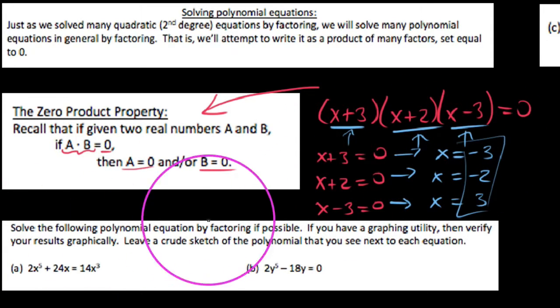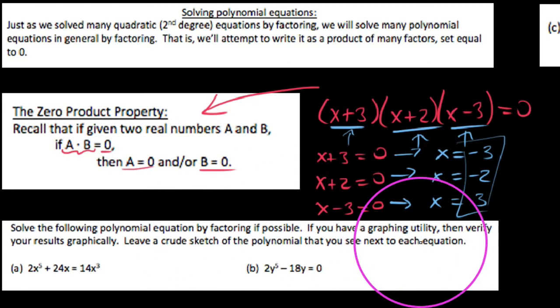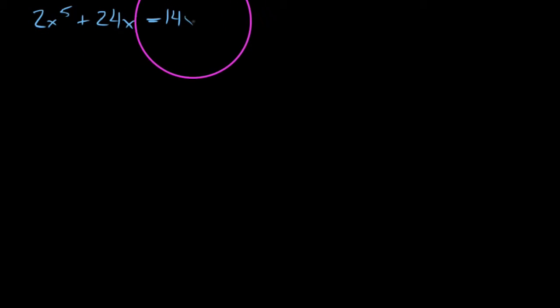We say solve the following polynomial equation by factoring if possible. And then I mentioned here, if we had a graphing utility, we could go look at the graph and put a crude sketch of it, but really what we're finding are x-intercepts. So that's what the graph is good for. Letter A here, we have 2x to the fifth. Let me rewrite this here. We say 2x to the fifth plus 24x equals 14x cubed.